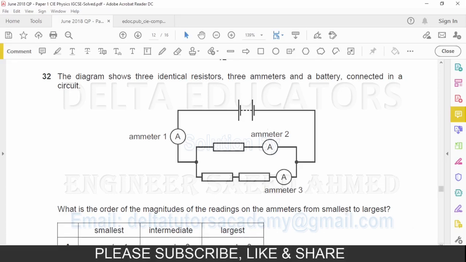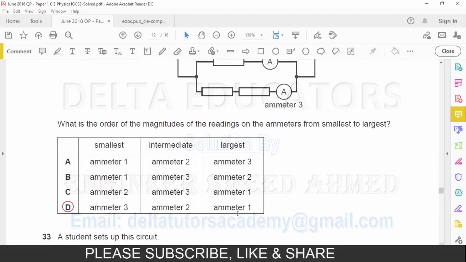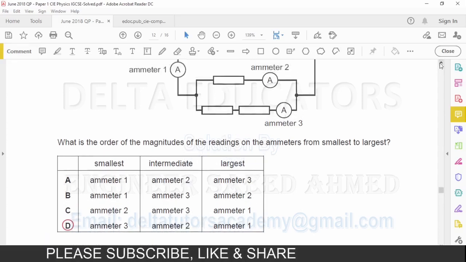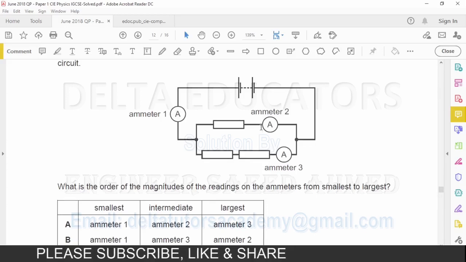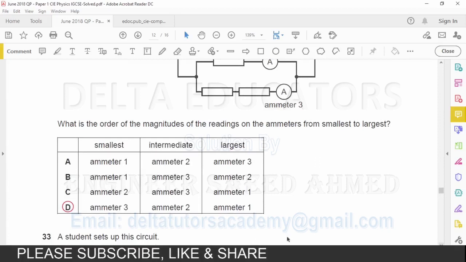Now we check the options. In option D, it is given smallest in ammeter 3, largest in ammeter 1 and intermediate in ammeter 2. So the correct option is option D: smallest ammeter 3, intermediate ammeter 2 and largest ammeter 1.